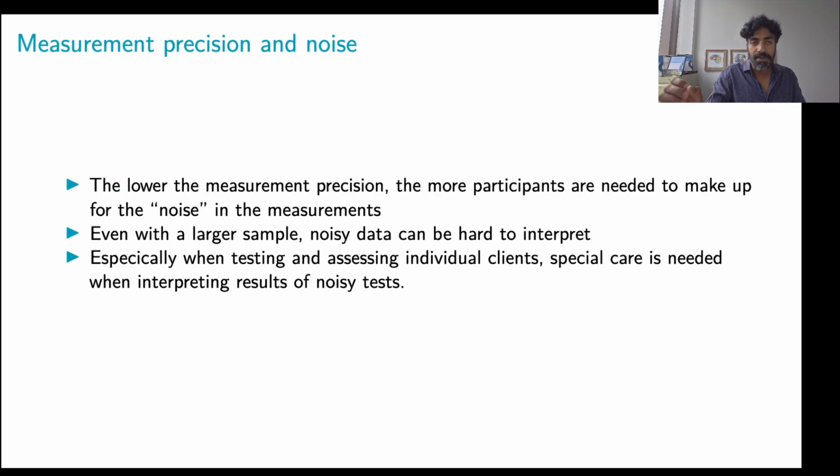So then let's come to measurement precision and noise. The lower the measurement precision, the more participants are needed to make up for the noise in the measurements. The more participants you have, the more precise you can get with your estimates. But even with larger samples, noisy data can be very, very hard to interpret, and it's a real challenge. Especially when testing and assessing individual clients, special care is needed when interpreting results of noisy tests. So our job as statisticians is to acknowledge noise in our interpretation of results.